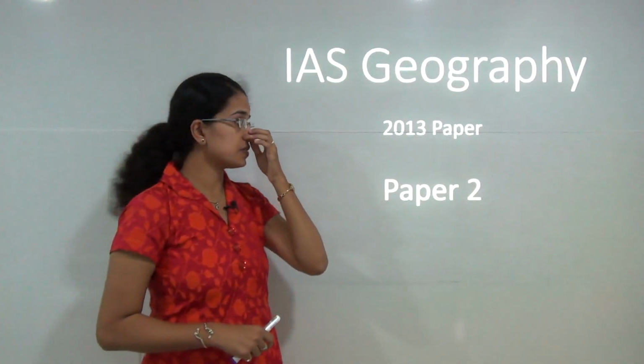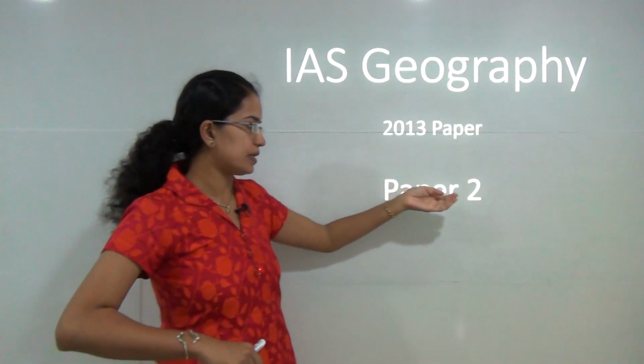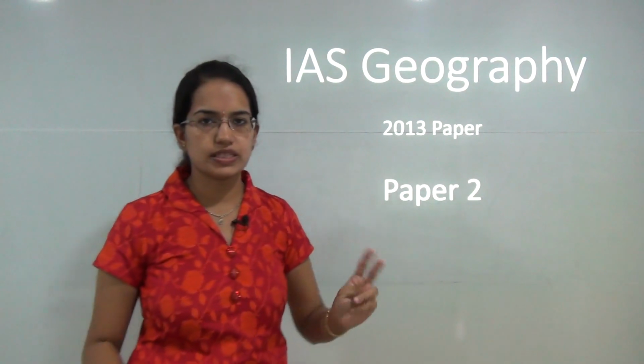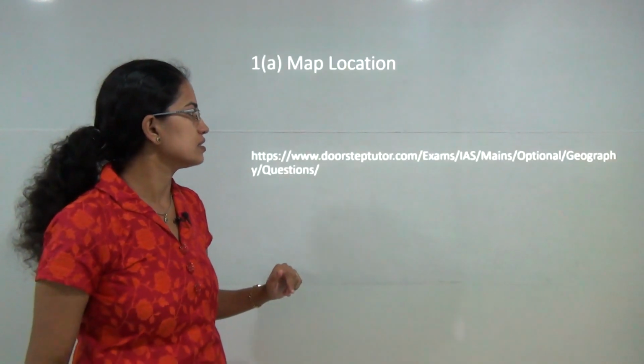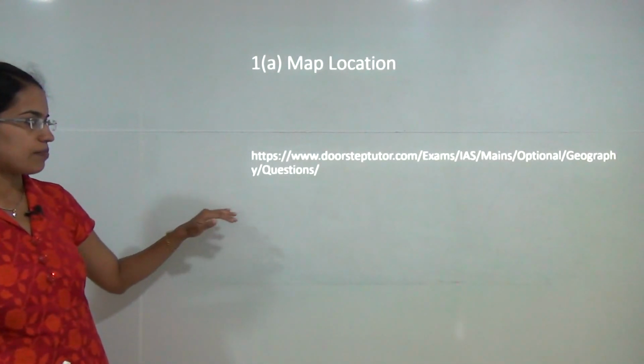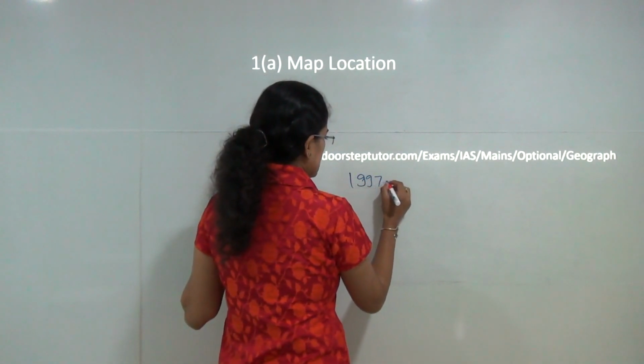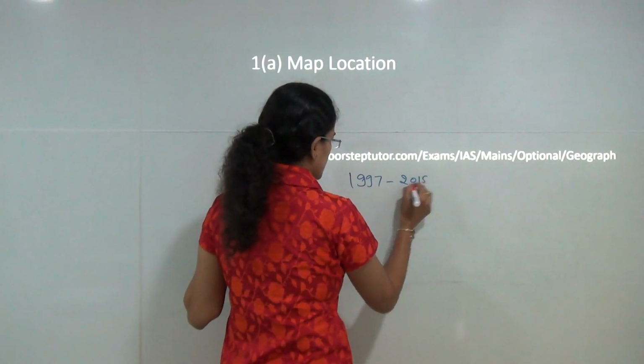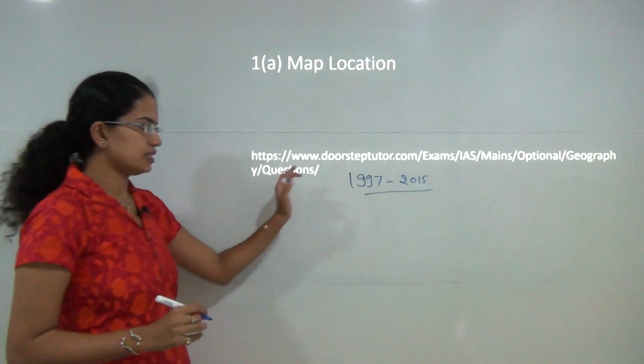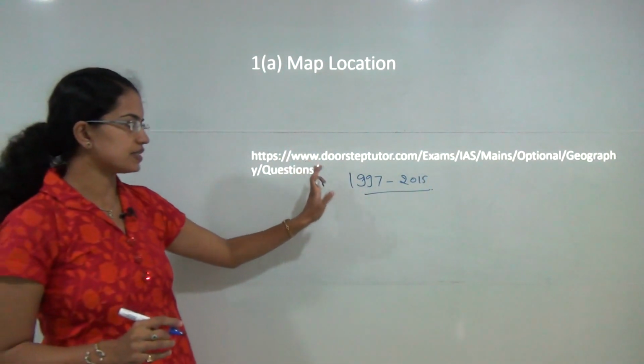Welcome. In this class we'll start with the 2013 paper 2. We have already covered paper 1 section A and B in separate lectures. Now the first question deals with map location. We have covered map location starting from 1997 to 2015. We have covered all the map locations at this website, so you can just refer to that.